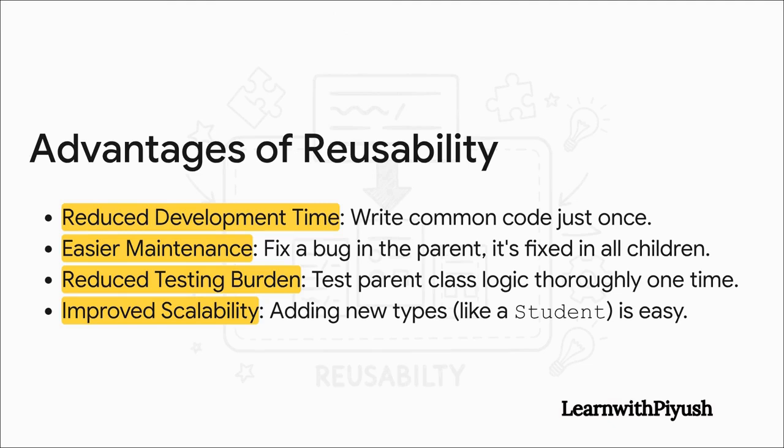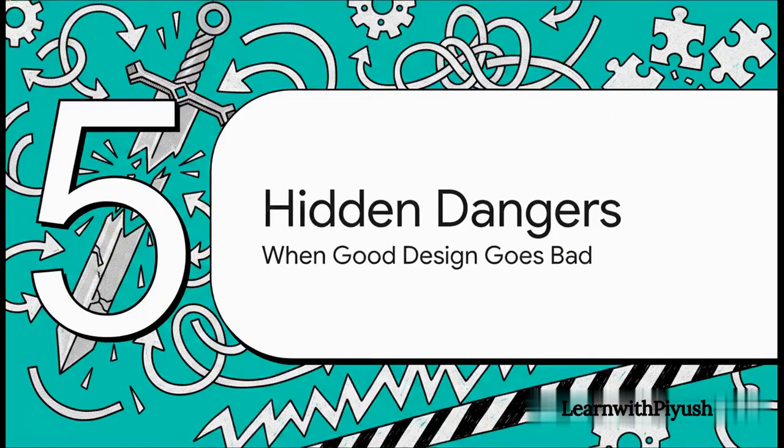that fix is automatically inherited by the lecturer, the course director, and any other children we create. Our code is easier to test, and it becomes incredibly easy to scale. What if we need to add a student or an administrator? Simple. We just create a new class that inherits from person, and it's already got all the basic functionality baked right in. But, and this is a big but, inheritance is not a silver bullet. It is an incredibly powerful tool, but if you use it the wrong way, it can create just as many problems as it solves. So we really need to understand the risks.